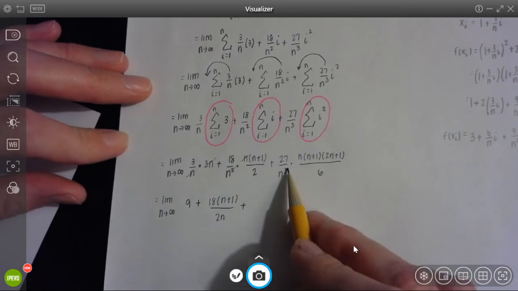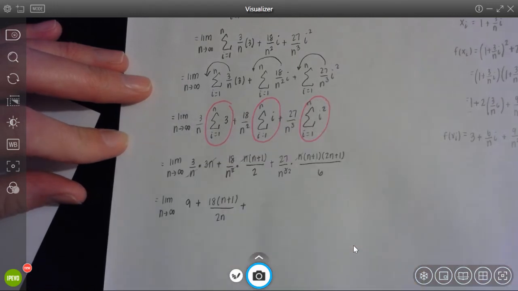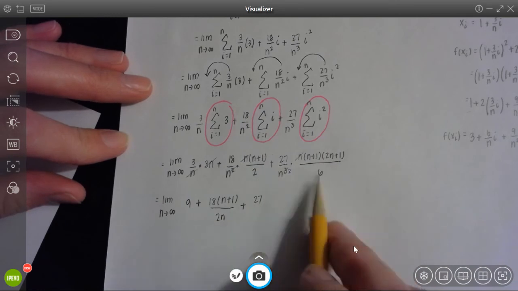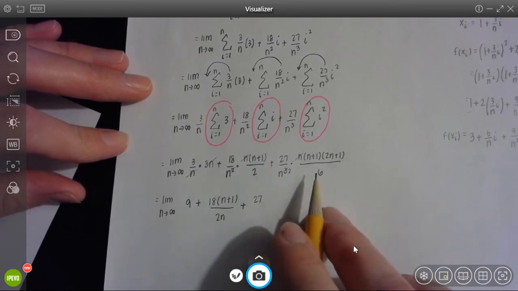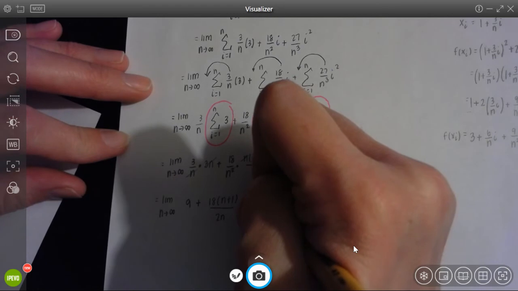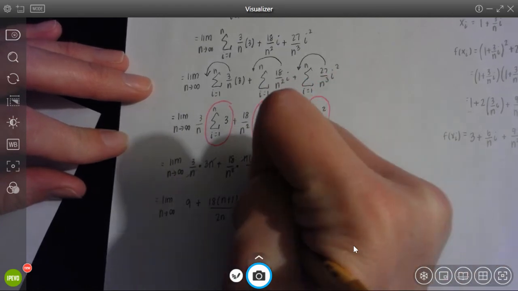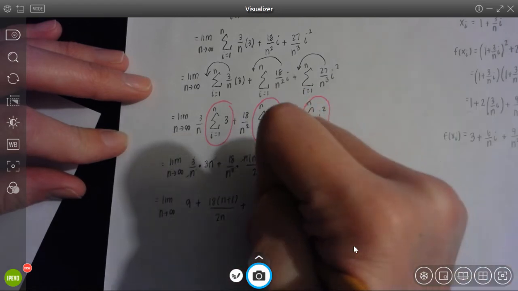And then here, I'm going to get rid of one of the n's again. So this is going to become an n squared in the denominator. And again, you can definitely simplify with that 6 as well, which I didn't do in the last example, but you can if you want to. So I'm left with the 27 times n plus 1 times 2n plus 1. And then in the denominator, I'm left with a 6n squared.